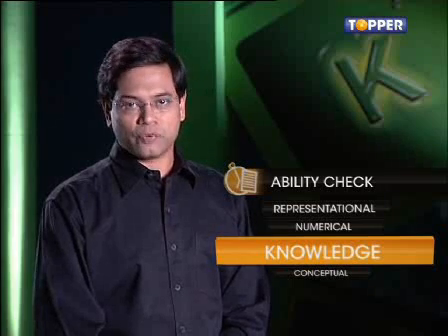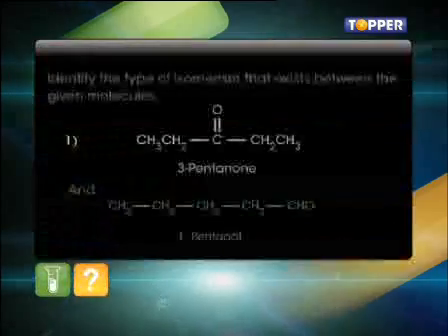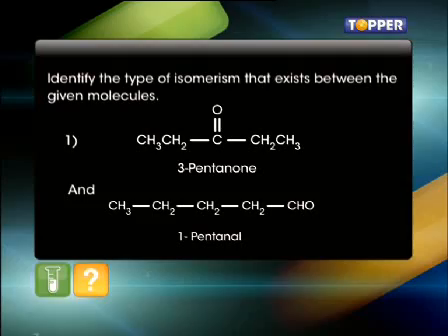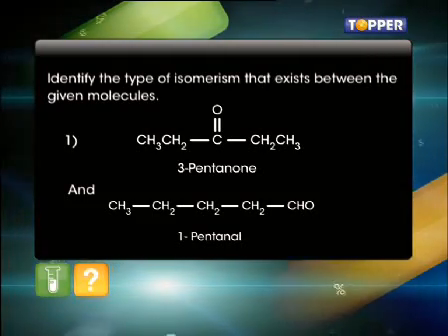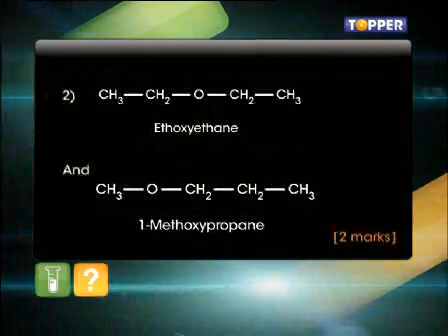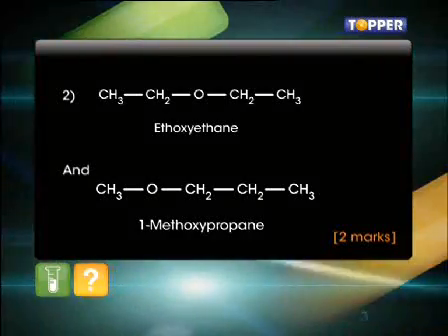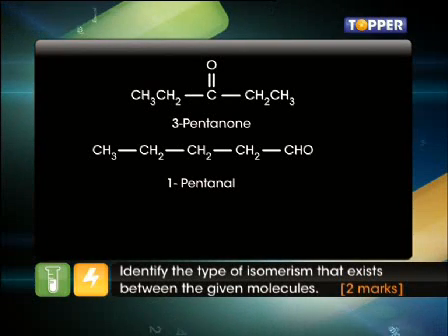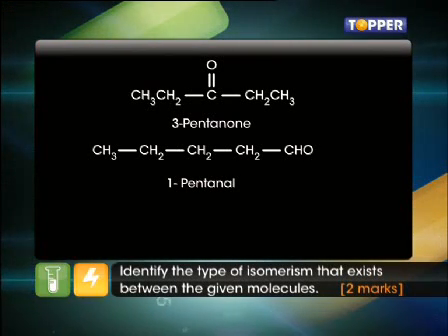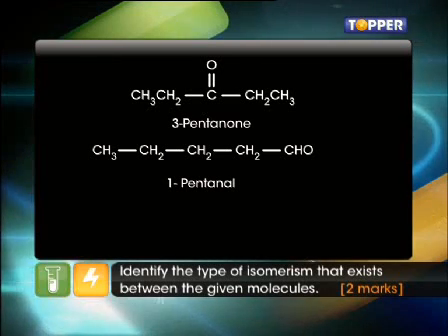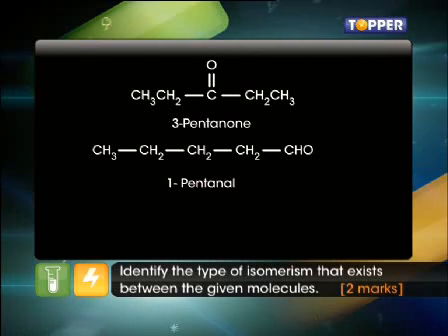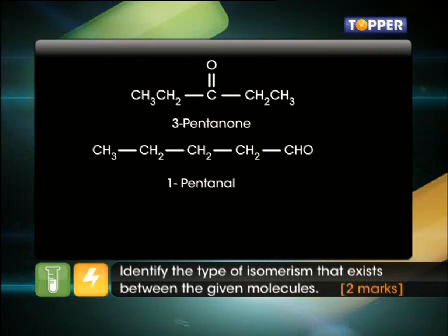Here is a 2-mark question to brush up your concepts about this topic. Identify the type of isomerism that exists between the given molecules. Take a look at the first set of molecules on your screen. You can see that both structures have the same molecular formula C5H10O.